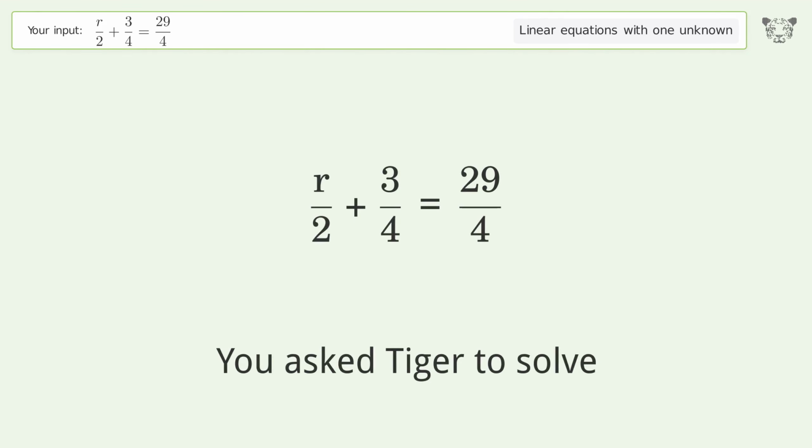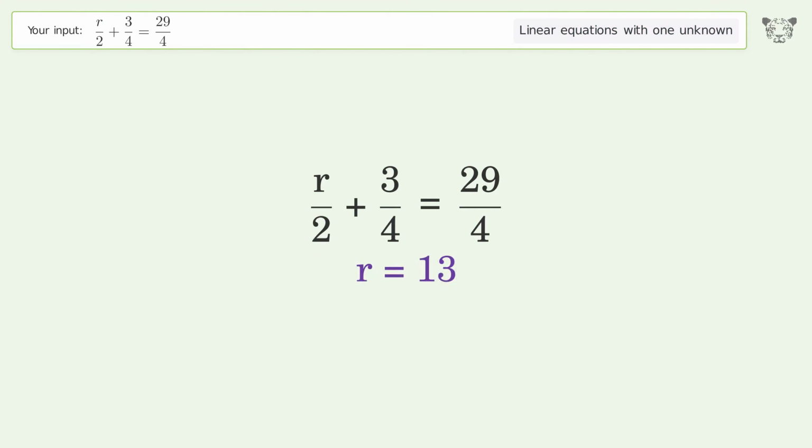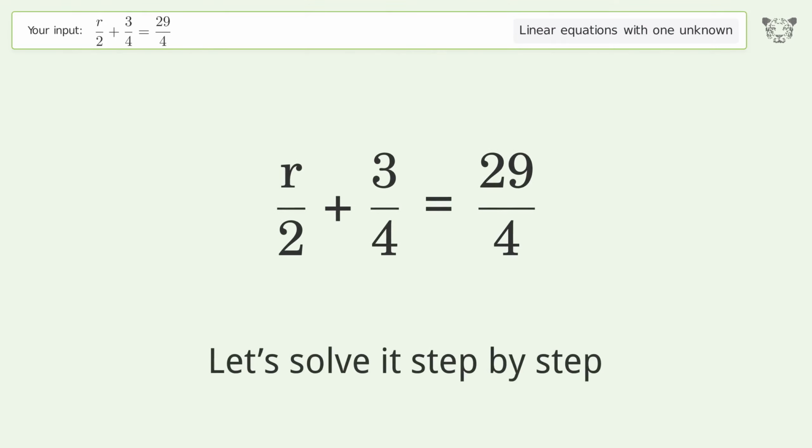You ask Tiger to solve this. This deals with linear equations with one unknown. The final result is r equals 13. Let's solve it step by step.